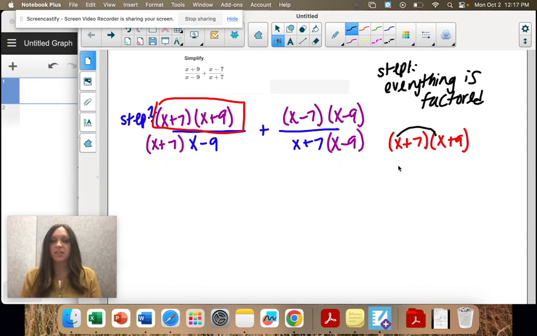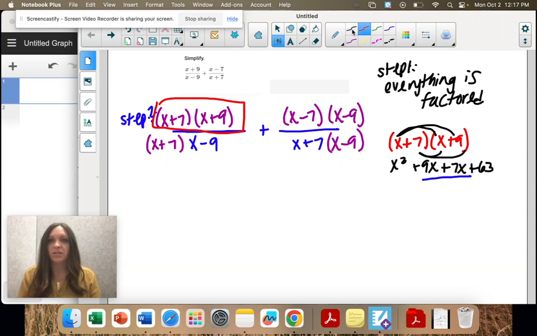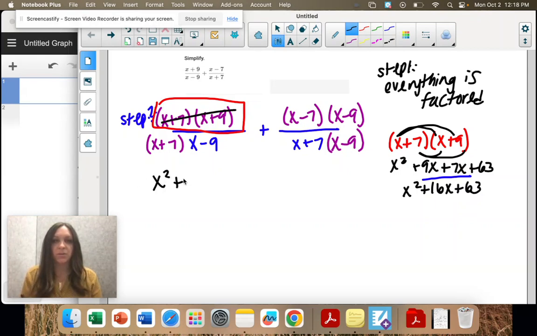So x times x is x squared. X times 9 is 9x. 7 times x is 7x. And then 7 times 9 is 63. And the middle two are going to add to 16x. So this replaces to x squared plus 16x plus 63.